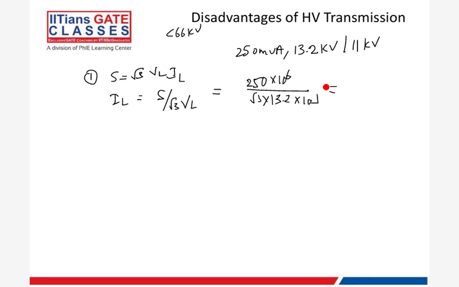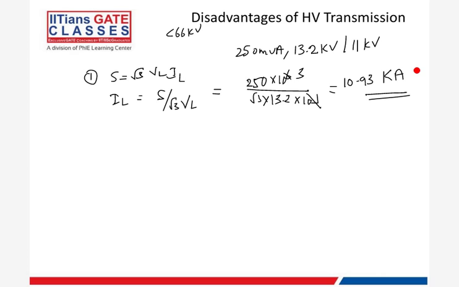Can you tell me what the current will be? Basically I can cancel this and put 10 power 3, right? So it is 250 divided by root 3 divided by 13.2, which is 10.93. So what we get is 10.93 kilo ampere.